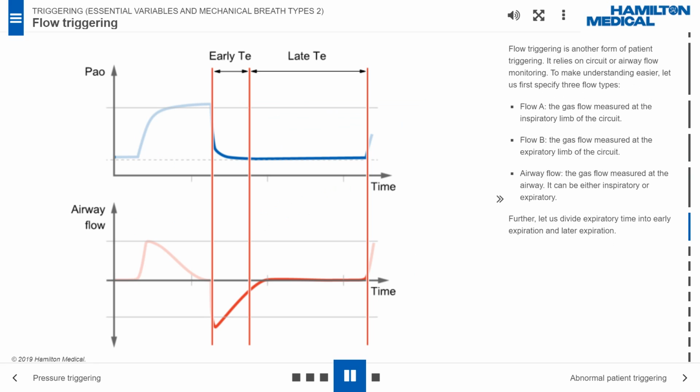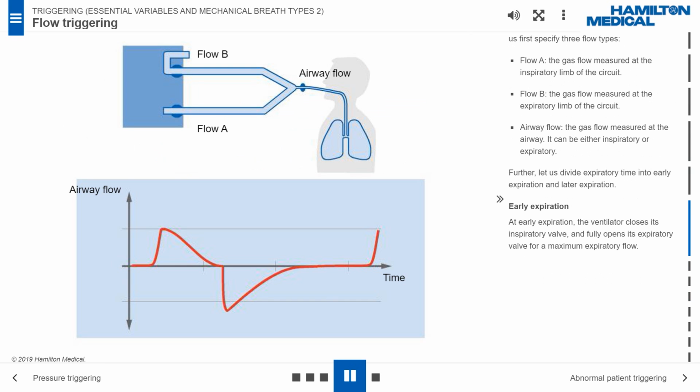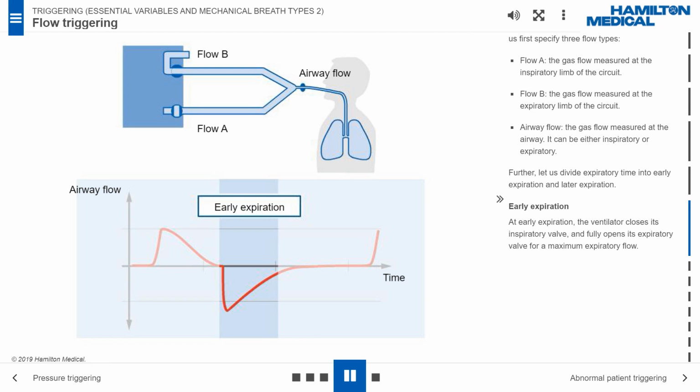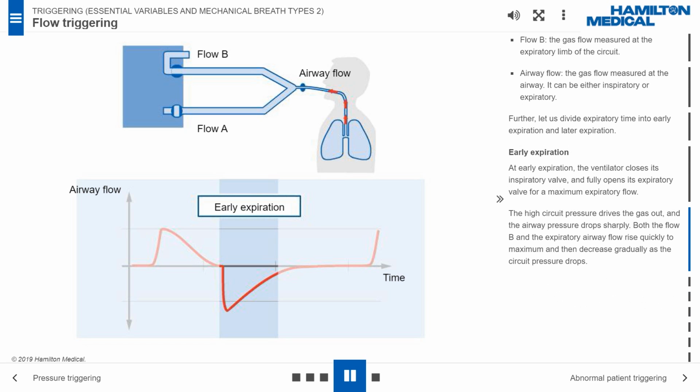Further, let us divide expiratory time into early expiration and later expiration. Early expiration. At early expiration, the ventilator closes its inspiratory valve, and fully opens its expiratory valve for a maximum expiratory flow. The high circuit pressure drives the gas out, and the airway pressure drops sharply. Both the flow B and the expiratory airway flow rise quickly to maximum and then decrease gradually as the circuit pressure drops.